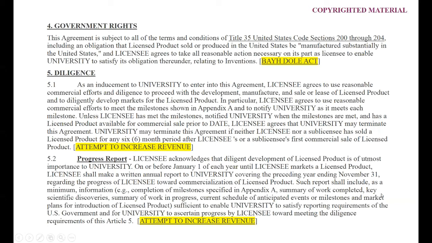Diligence, as noted earlier, the licensee has to agree to use commercial efforts, and we'll talk more about this when we get down to the attachment to this license agreement, which really spells it out. Also, the licensee has to give progress reports. That does happen in business license agreements as well. But if you notice how detailed these are, much deeper than the usual business license progress report.